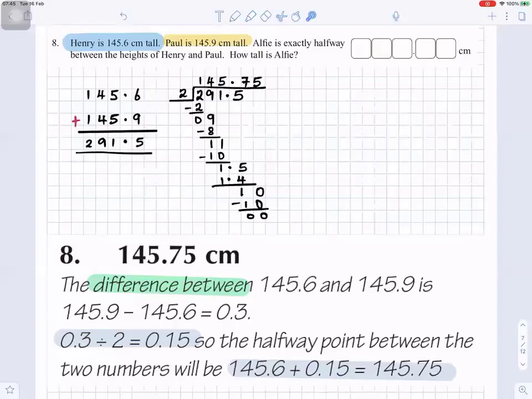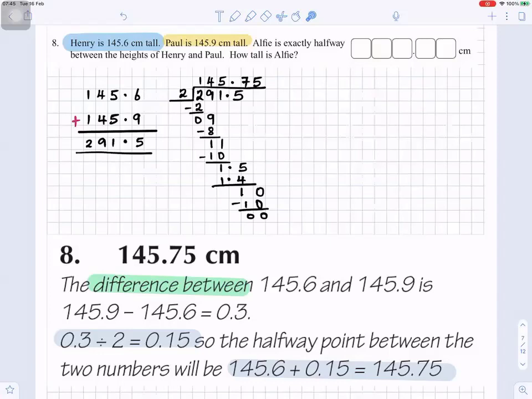Question number 8. Henry is 145.6 centimeters tall. Paul is 145.9 centimeters tall. Alfie is exactly halfway between the heights of Henry and Paul. How tall is Alfie? Right, 2 ways to do this. You add the two numbers and divide by 2. And it's just how good you are in your adding and your dividing.